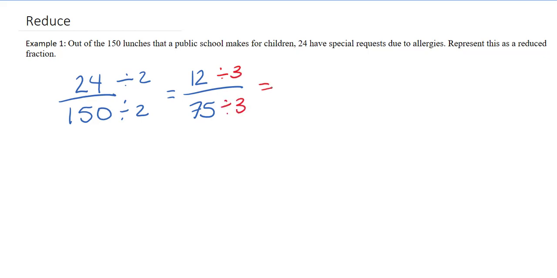So what does that become? 12 divided by 3 is 4. 75 divided by 3, we had 3 quarters, divided by 3, we only have 1 left, so that's 25. So if we have 4 over 25, we don't have any more common factors, right? They're both not even. With 4 and 25, there's no more numbers that can help reduce this further, so we know that we're done here. So that would be our reduced fraction.